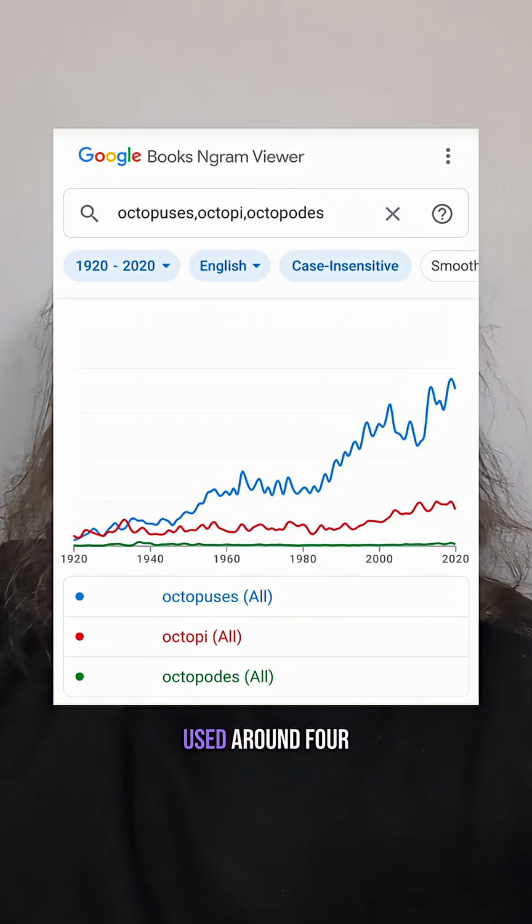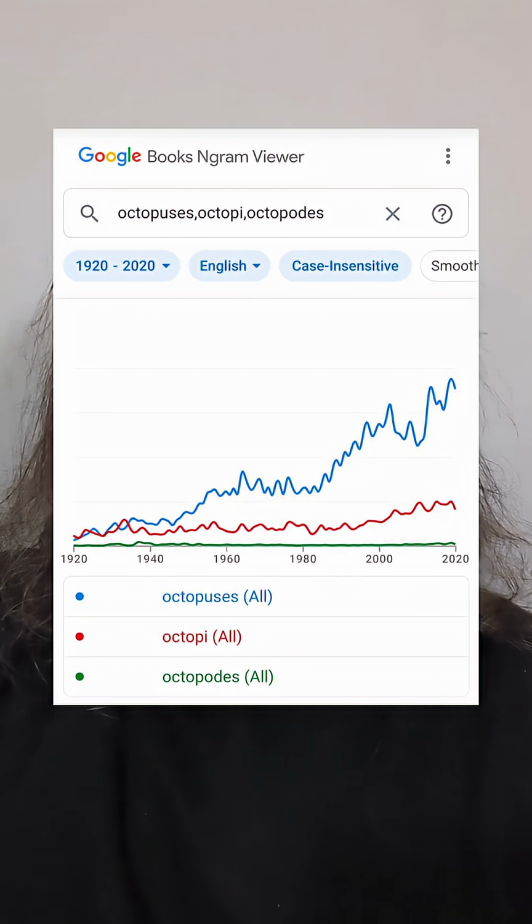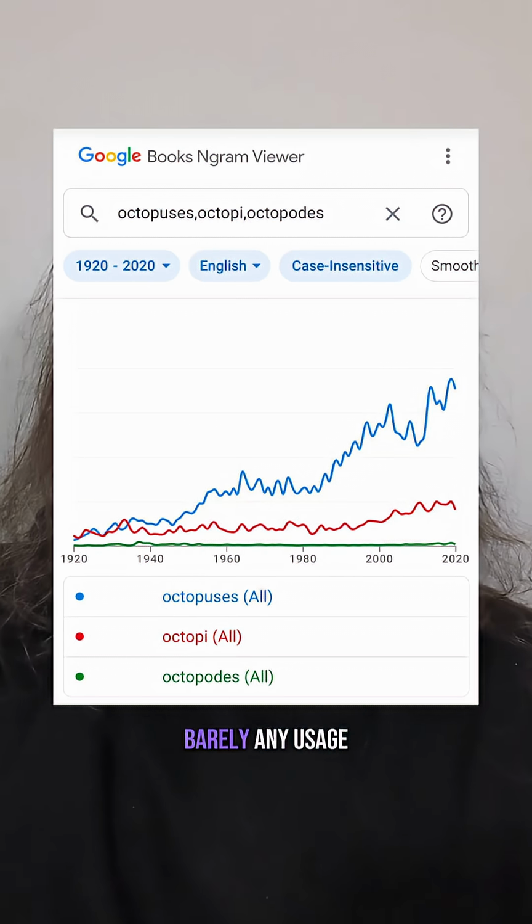Looking at Ngram Viewer, we can see that octopuses is used around 4 times as often as octopi. Octopodes is a distant third with barely any usage.